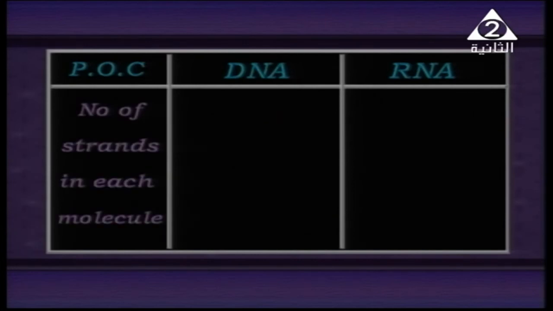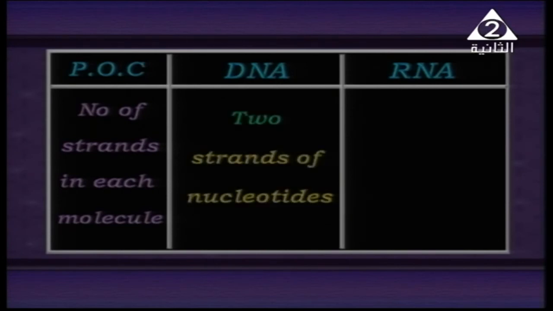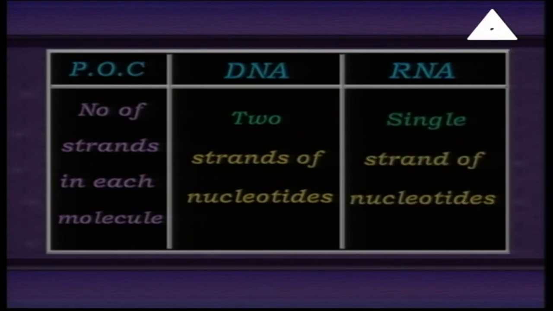Number 3, number of strands in each molecule. DNA consists of two strands of nucleotides, and RNA consists of a single strand of nucleotides.